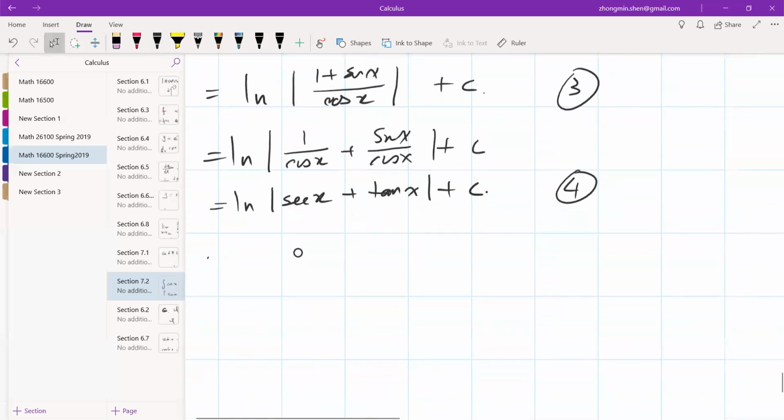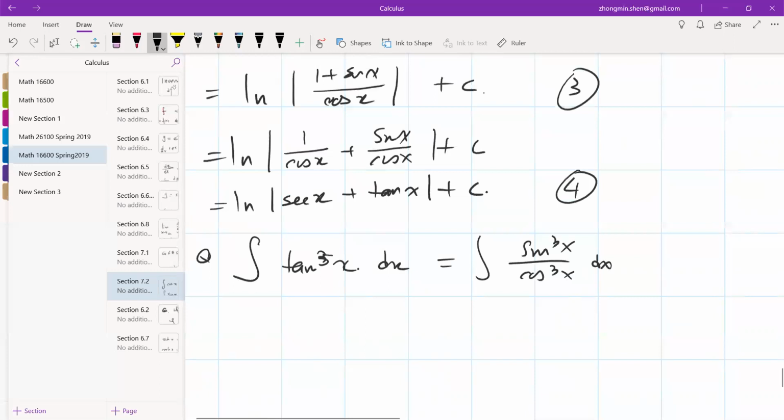Yeah, one more problem. Let me finish this. So the integral of tangent cube x dx. How do I evaluate this? Well, I tried to change it to sine cosine, but it still looks pretty complicated. You know, this is going to be sine cube x over cosine cube x dx. Okay? So, sounds like it's not easy to do that.